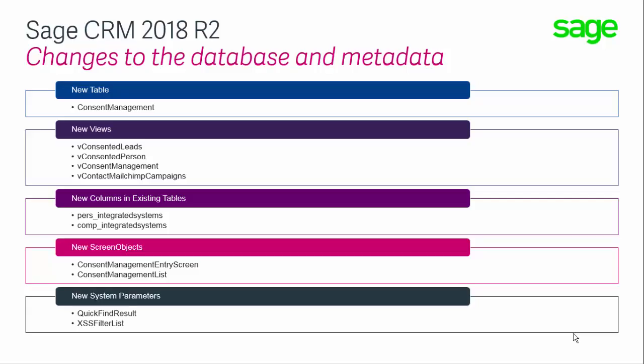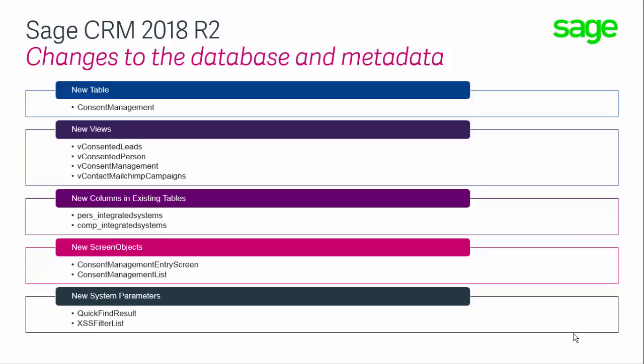And so there are a small number of important changes to the database and metadata that you need to know about. First of all, there's a brand new table within the system. That's consent management, and there are a few new views: V consent management and V contact MailChimp campaigns, and two new views, V consented person and V consented leads, and these last two views that I've just mentioned gather a list of persons or leads who have actually responded giving consent to be contacted.